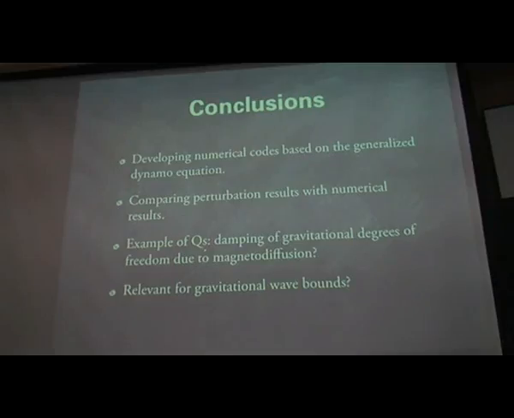And examples of questions you might ask here are, for instance, is there a significant damping of gravitational waves, which is unexpected, in nonlinear regimes perhaps? Can you diffuse the gravitational degrees of freedom in general due to magnetic diffusion, say? Could you get some gravitational wave bounds perhaps? These are the sorts of questions you might ask from the equations which I've shown today. So, thank you.